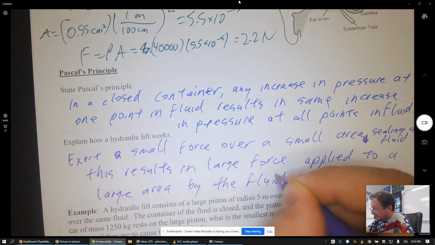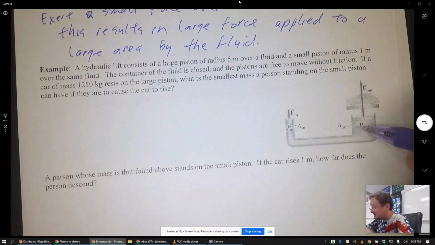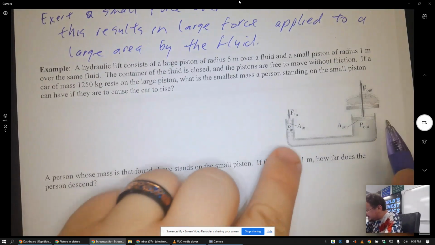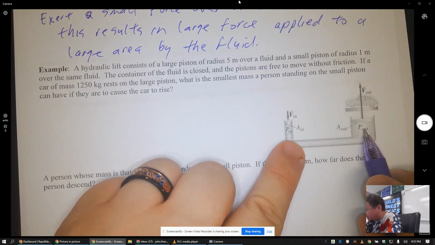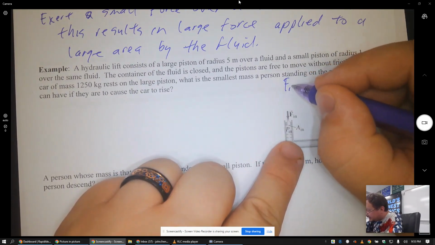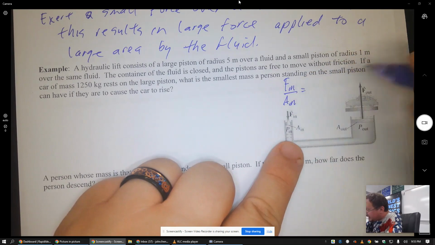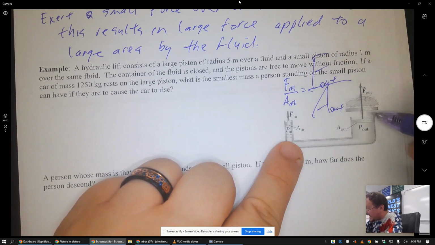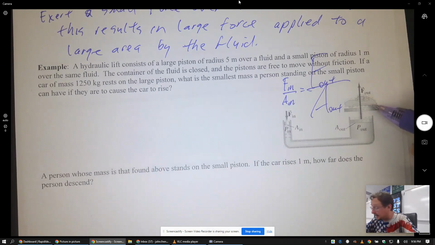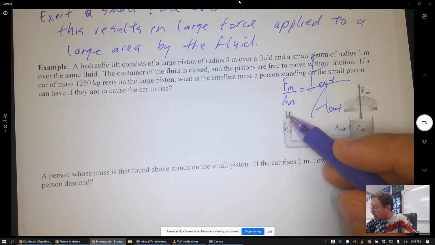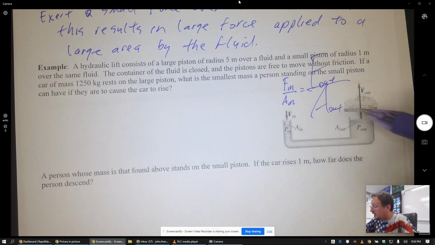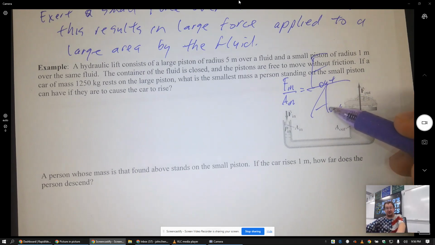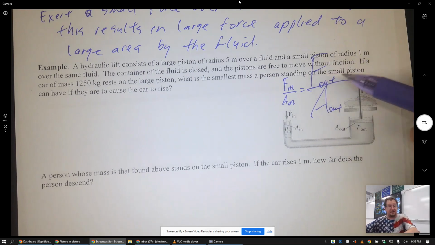So what do I mean when I say this? Here's a basic schematic of a hydraulic lift system. The idea is that these two pressures, P in and P out, are the same. So the input force over the input area equals the output force over the output area. The output area is a big piston that might be connected to a car to lift it up. The small piston is the input area right there. If the output area is 100 times bigger than the input area, that's only 10 times the radius or the diameter, if it's a circular piston, then you get 100 times as much force out.